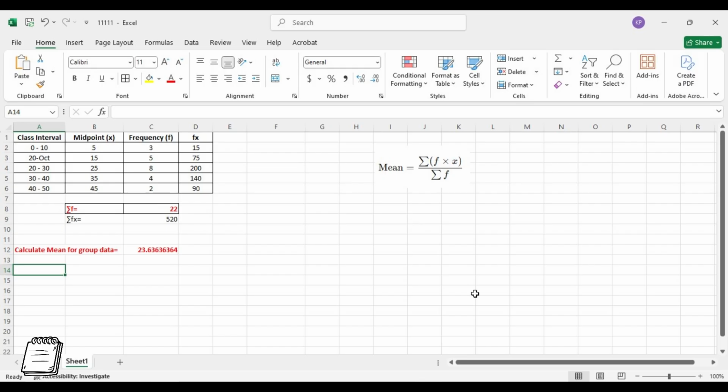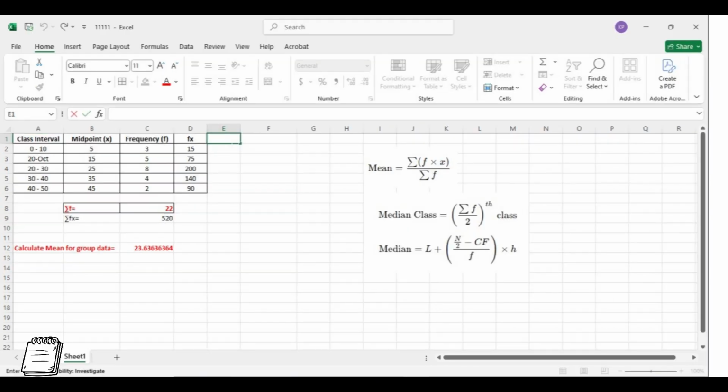Now let's calculate the median from this grouped data. Here is the formula to calculate the median from this grouped data.